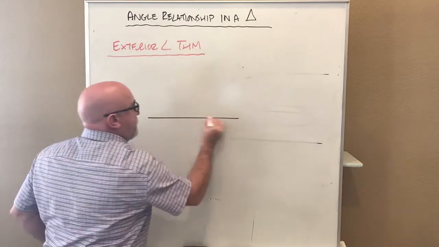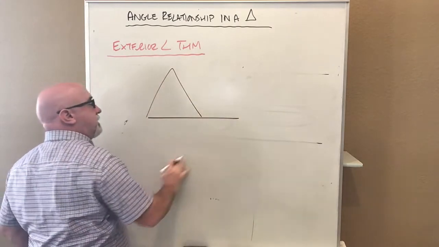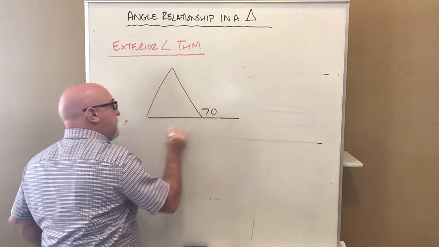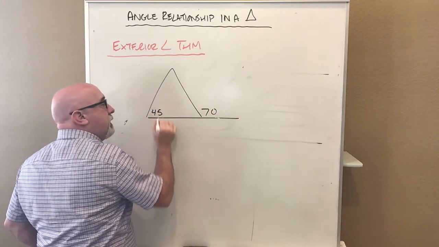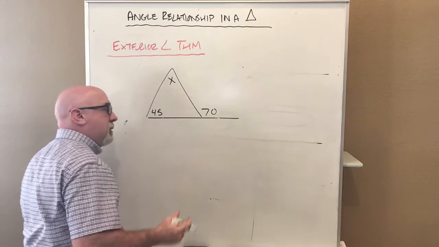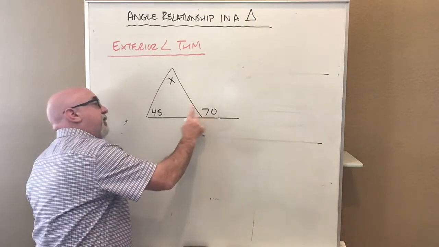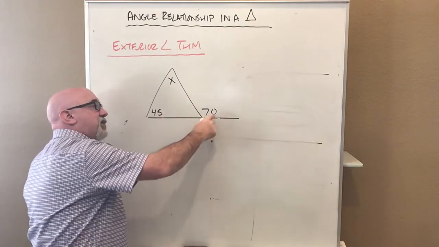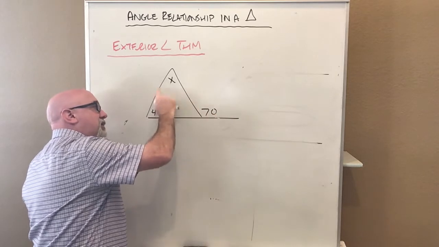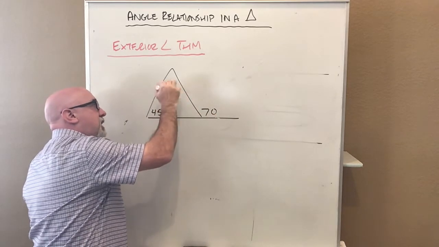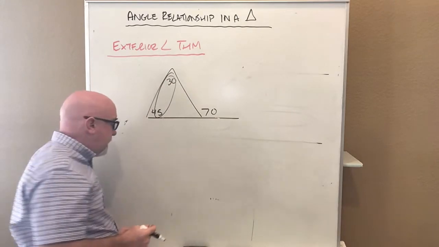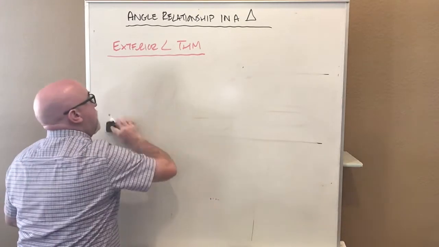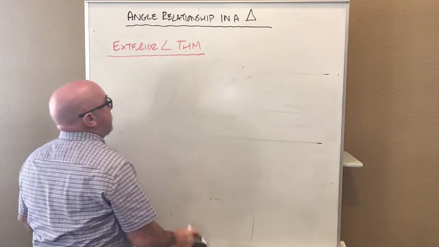So let's start with just a basic diagram. Here's our basic diagram. This is 70 and this is 45. And they want to know this. Well, yes, you could find this and then do this, but we also know that the exterior angle is equal to these two. So this must be 30 up here because together those add to 70. Let's show you another situation.